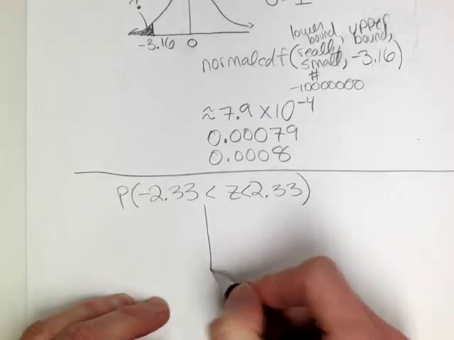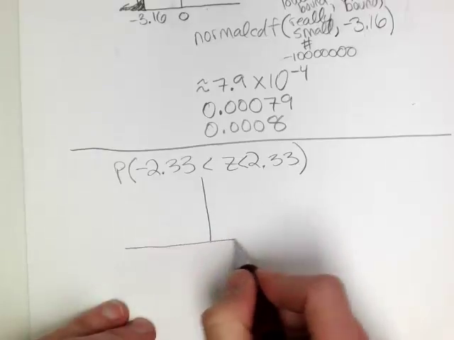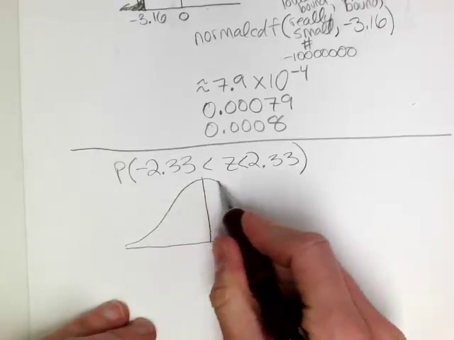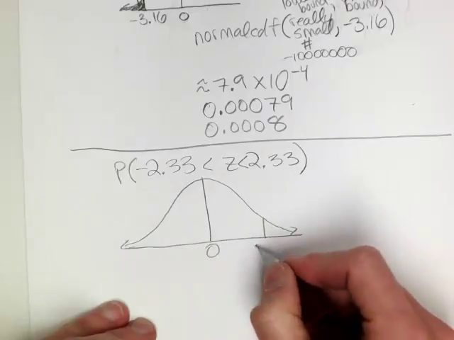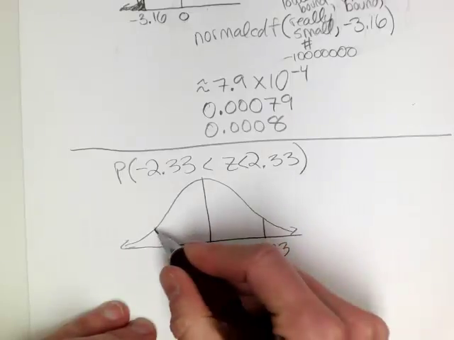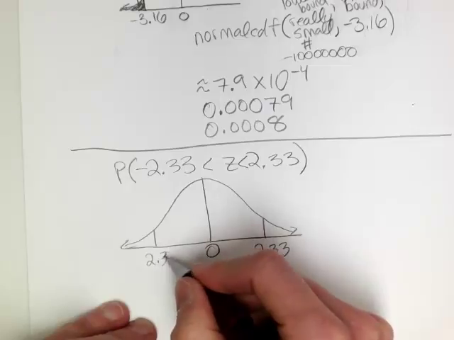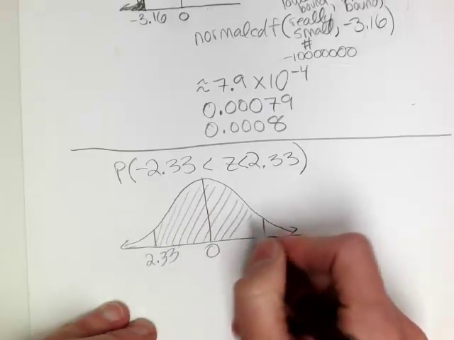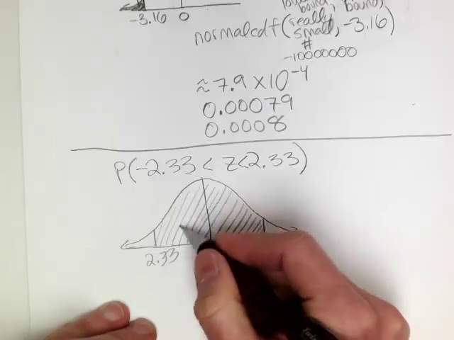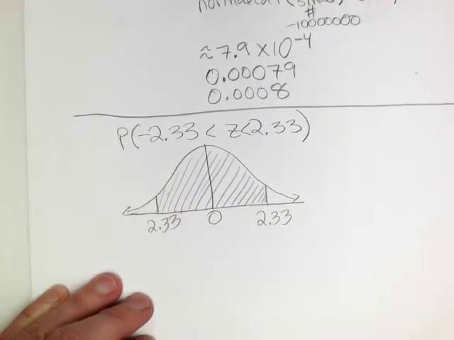So I'm going to go ahead and sketch a standard normal curve, put 0 in the middle, and shade in between. Okay? So this is the area I'm looking for.